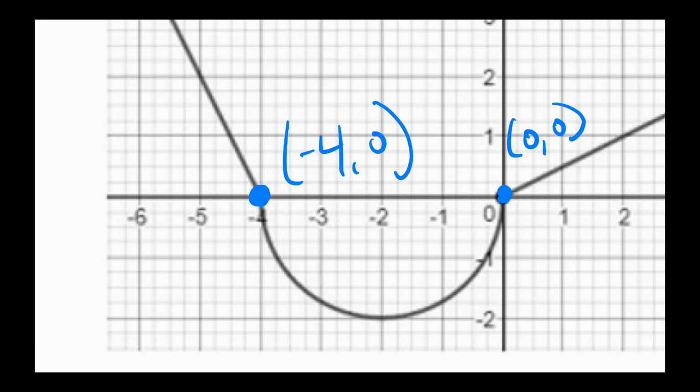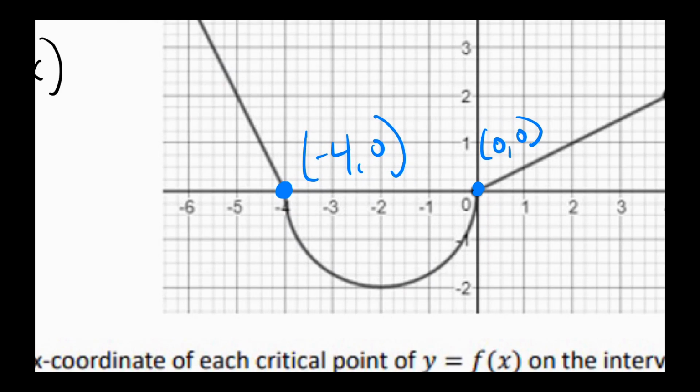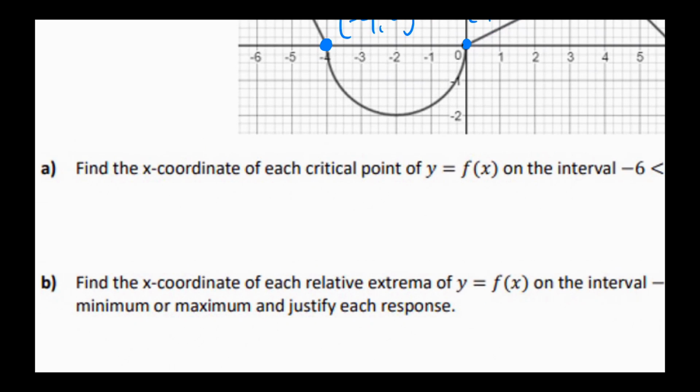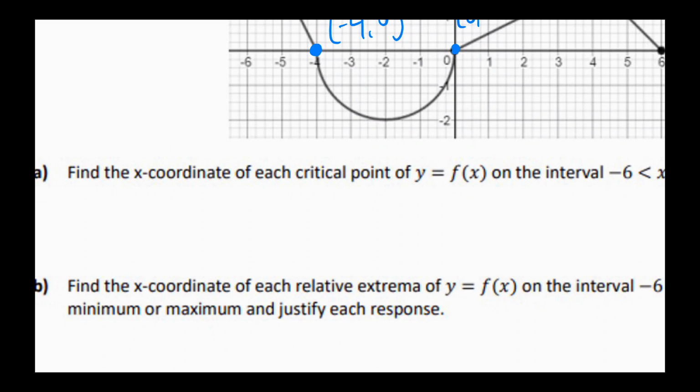Same thing with 0, right? When x is 0 on the original, the derivative is 0. Those are critical points, right? Just like Roman said, absolutely. So that's going to answer our first question. Our first question says, find the x coordinate of each critical point. So x equals -4, x equals 0, right?